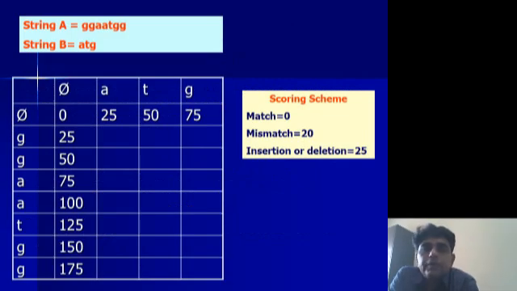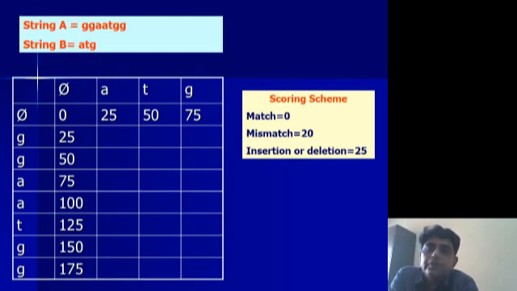Suppose I want to compare two sequences. This is one string, known as string A, and the sequence of that string is GGAATGG. Similarly, I have another string, or sequence, which is ATG. Now when I want to go for the global alignment, I have to frame some kind of rule to give the score.